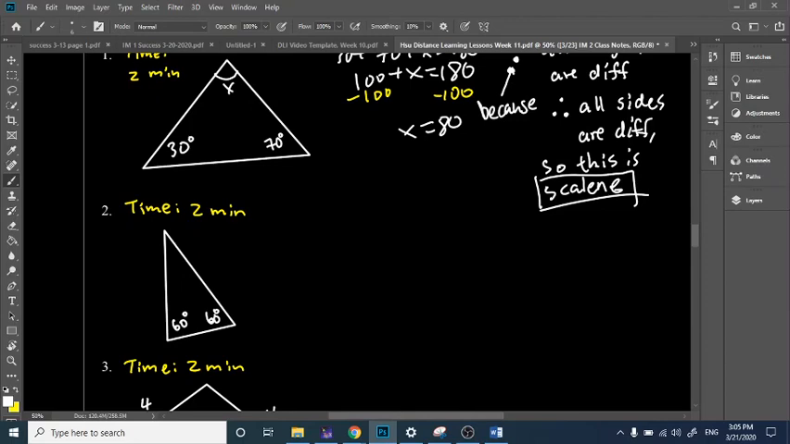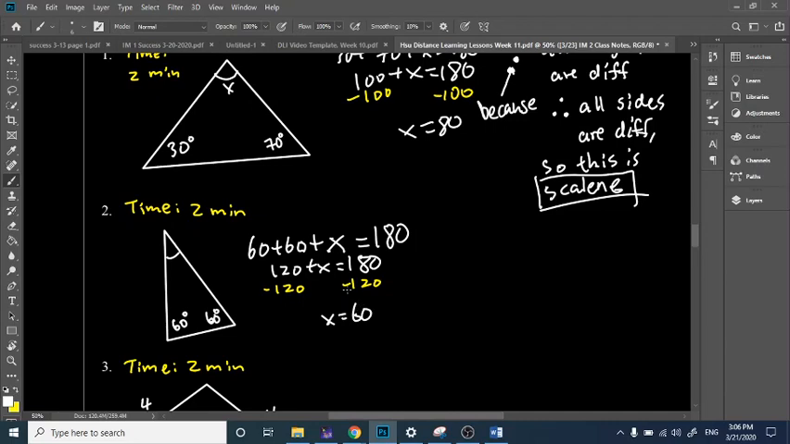Okay, so here we have 60 and 60. Let's try that angle thing again. What is this? So 60 plus 60 plus x equals our favorite number, 180 degrees. 60 and 60 together makes 120 plus x equals 180. Let's subtract 120. And you will see that our result is 60. Okay, so that looks interesting. That looks familiar. So we have 60, 60, 60.